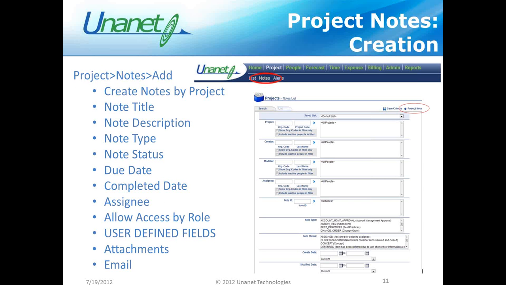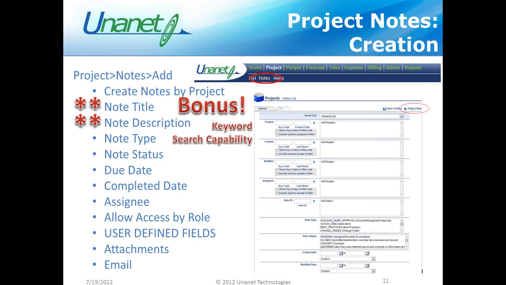Once you have done those three things in setting up note types, note statuses, and user-defined fields, you can begin to create project notes in your system. In order to create a project note, you simply go to your Project tab and then Notes. If you land on that note screen, it will give you the ability to search the notes that are in your system. If you wish to add a new note, you simply click on the plus sign Project Note. Then it will give you the ability to create notes by project. This is important because all notes will be associated with a project.